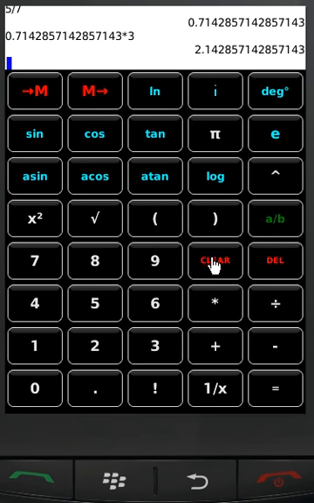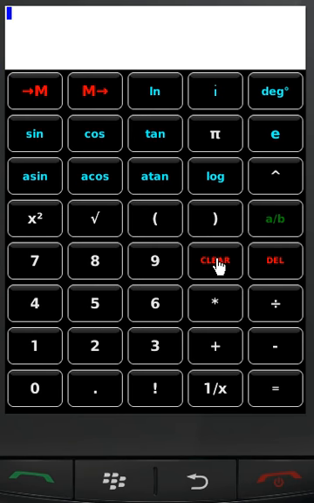If I hit clear again, you notice it clears the last entry. If I hit clear a second time, it does clear the entire screen. So by hitting it repeatedly, you can clear the current line or the entire screen.